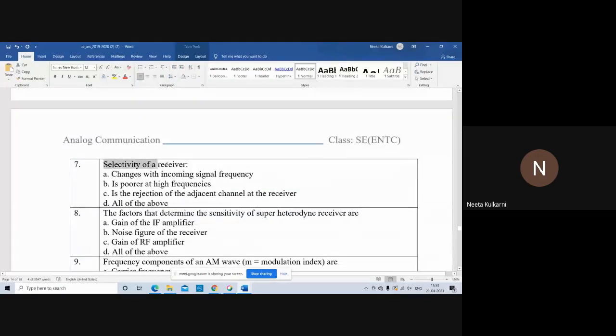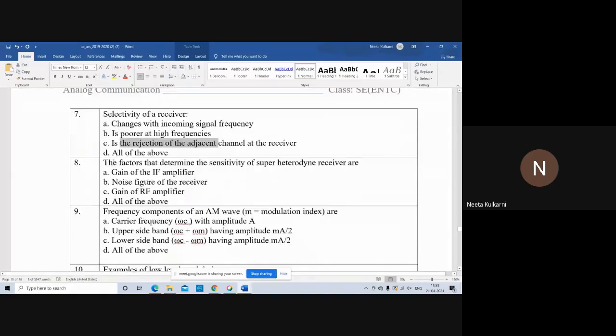Then the next question is on selectivity of the receiver. Selectivity changes with incoming signal frequency, is poorer at high frequency, is the rejection of adjacent channel at the receiver, and all of the above. So here option C is correct: selectivity means rejection of the adjacent channel at the receiver. Selecting the frequency value that we want and rejecting the other values is called selectivity. So here option C is correct.